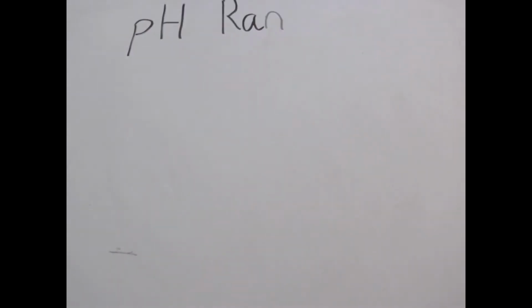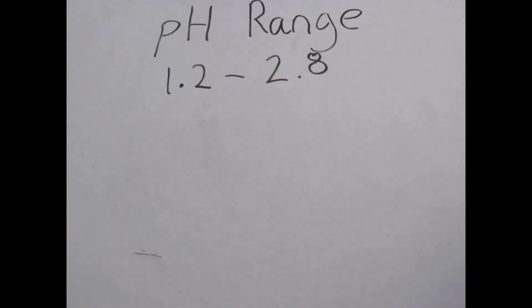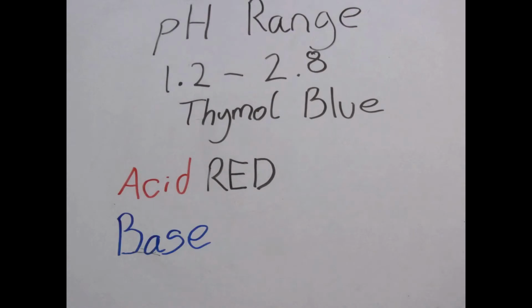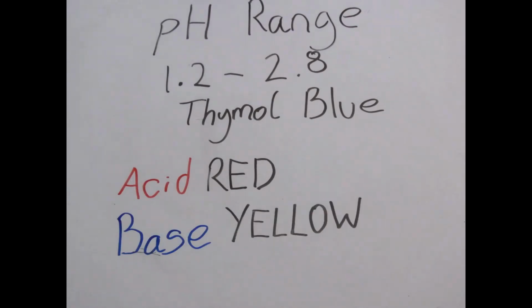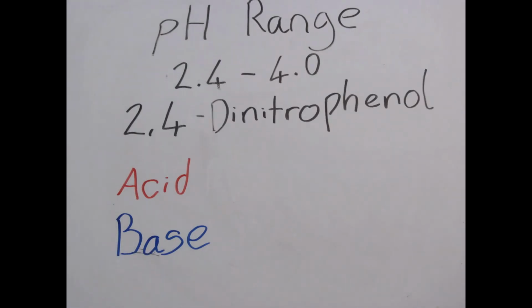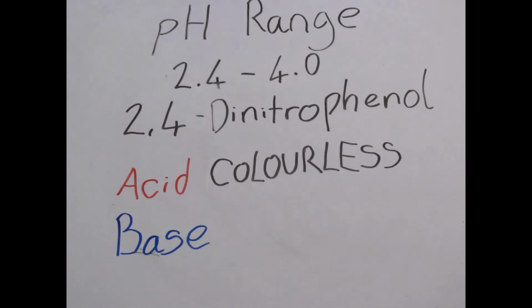For a pH range of 1.2 to 2.8, we can use thymol blue. An acid will turn red, the base will turn yellow. For a range of 2.4 to 4.0, we can use 2,4-dinitrophenol. An acid will show as colourless and a base will show as yellow.